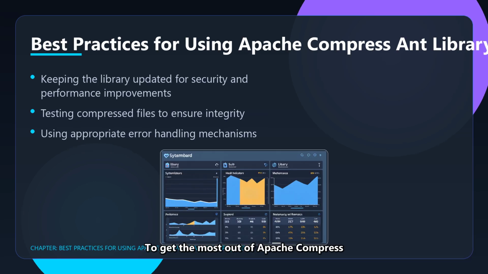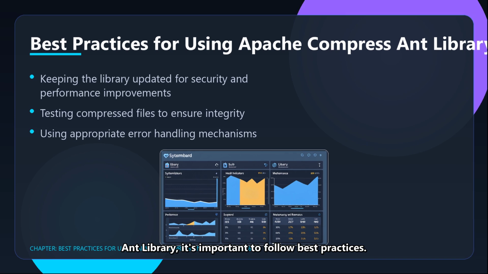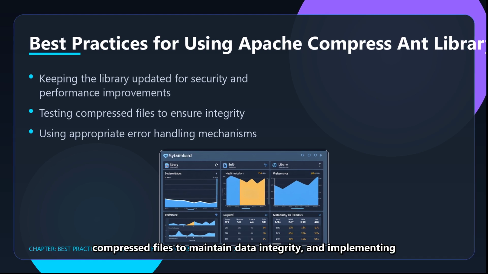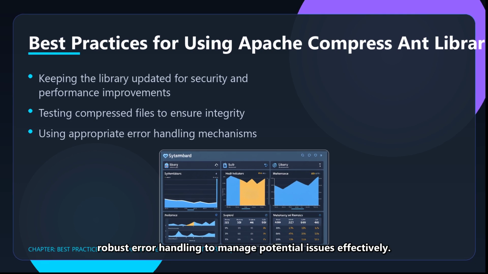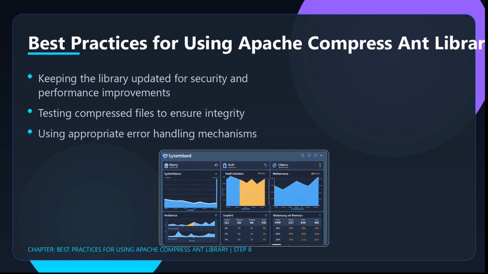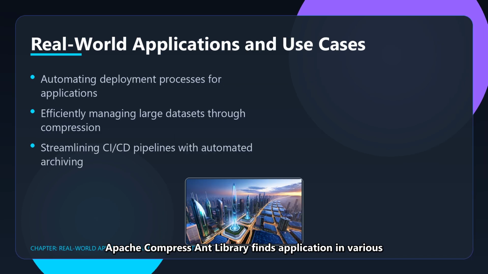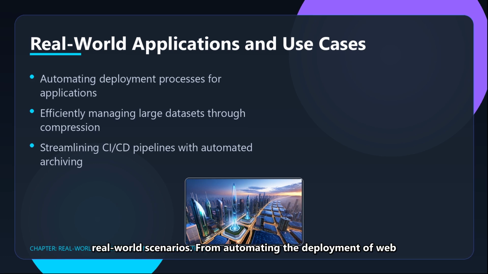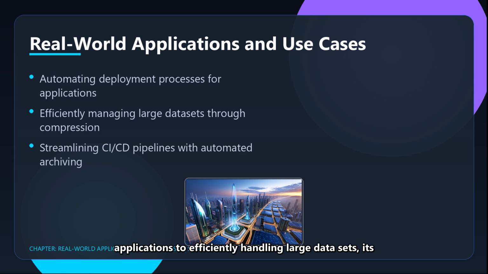To get the most out of Apache Compress Ant Library, it's important to follow best practices. This includes regularly updating the library, validating your compressed files to maintain data integrity, and implementing robust error handling to manage potential issues effectively.